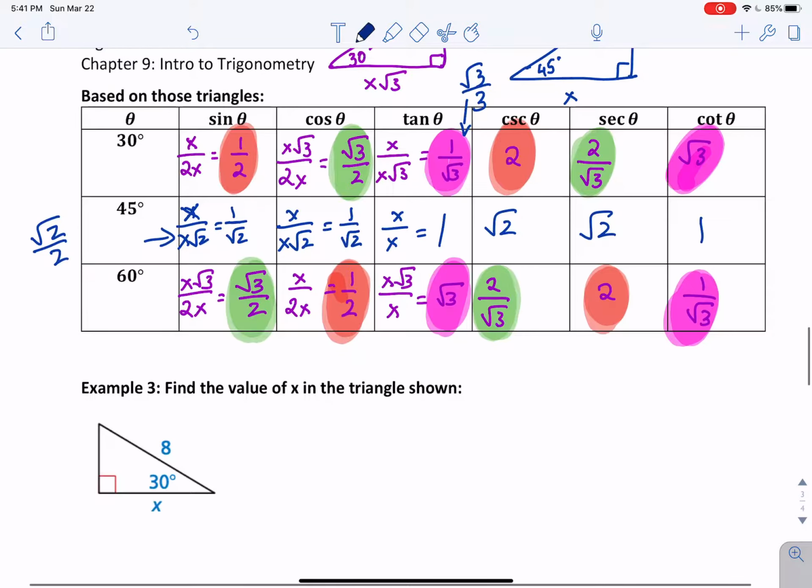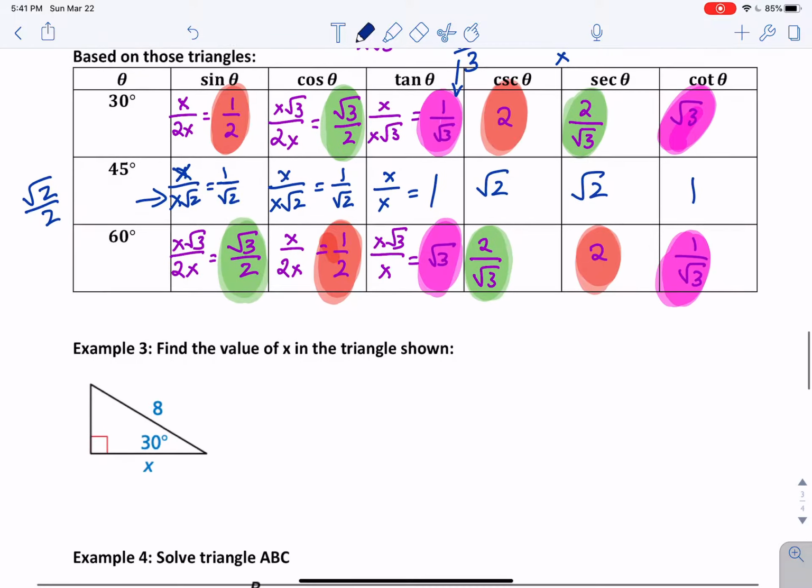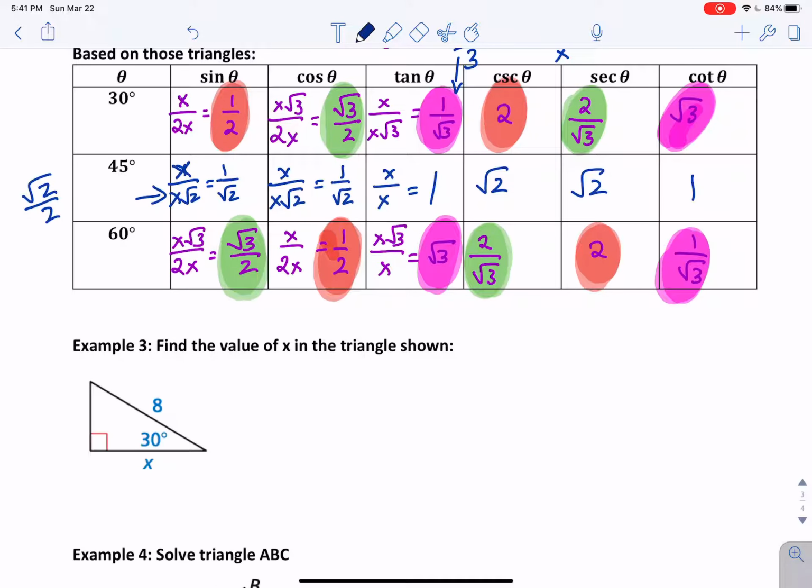But now that we have these ratios we want to remember and just know without a calculator, we can use that to solve problems. So for example, on this one, we can do this two different ways. It gives us a triangle. We want to find the value of x.